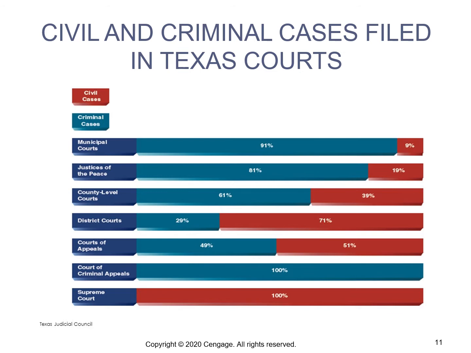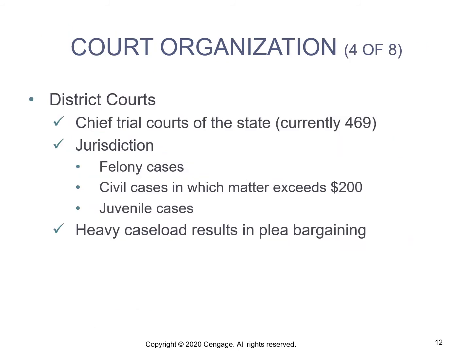Felony cases are those which comprise about 1/3 of the criminal caseload. That's in district court. Drug offenses account for about 30% of the criminal cases that are filed in Texas district courts. District courts, this is important, are the chief trial courts in the state. They have jurisdiction over felony cases, civil cases that exceed more than 200, juvenile cases, and heavy caseloads result in plea bargaining.